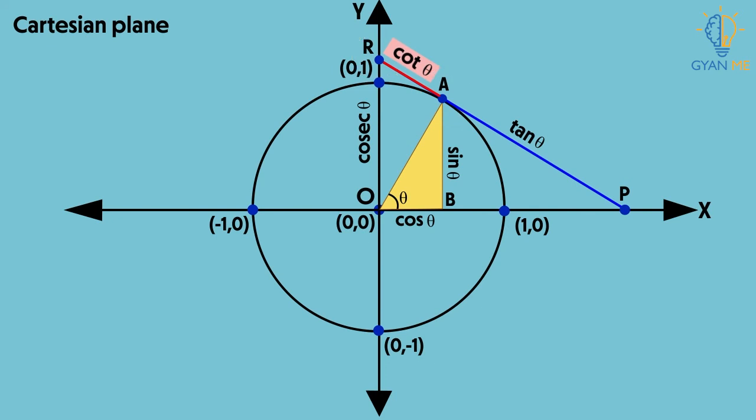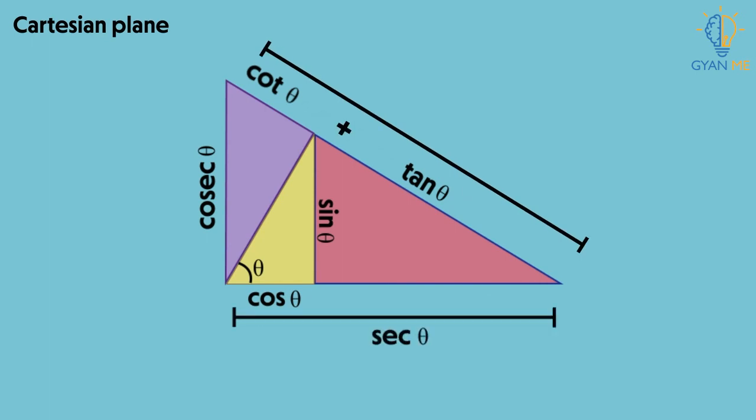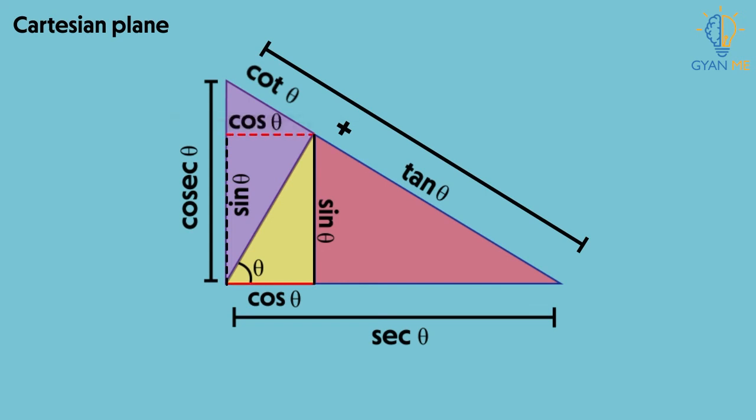So note two things very clearly, students. Cot theta, cosec theta and cos theta are related to y-axis, while sec theta, sin theta and tan theta are related to x-axis. Now imagine this figure without this circle. So this whole side is tan theta plus cot theta. This side is sec theta and this side is cosec theta. This distance is sin theta and this distance is cos theta. So this is how trigonometric ratios are related to triangles and circles.